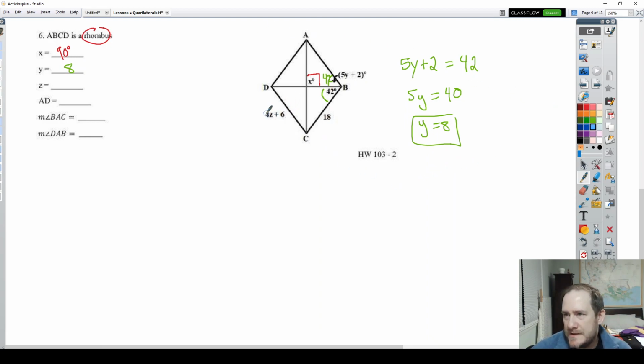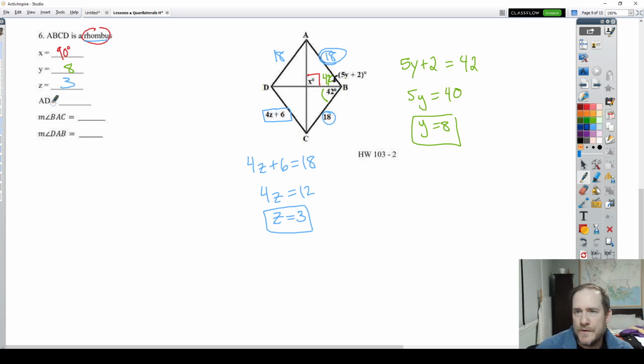Then define z. Z is this side here. And I know you're thinking that opposite sides are congruent, so it should be the same as this side here, but you don't have that. But then hopefully you remember, it's a rhombus. In a rhombus, all the sides are 18. So it's 18, it's 18, it's 18. Everybody's 18. So you can take the 4z plus 6 and set it equal to 18. We're going to subtract 6 to get a 4z that equals 12. We're going to divide by 4 and find out that z is 3.